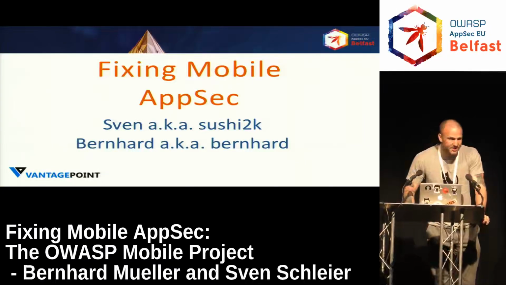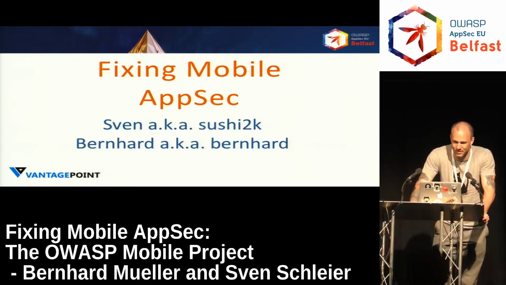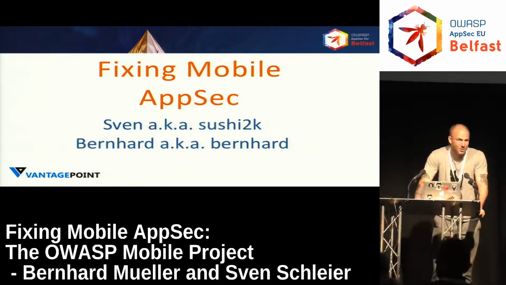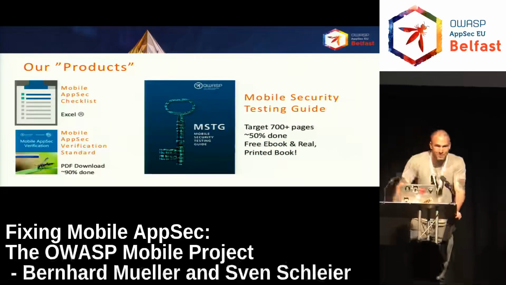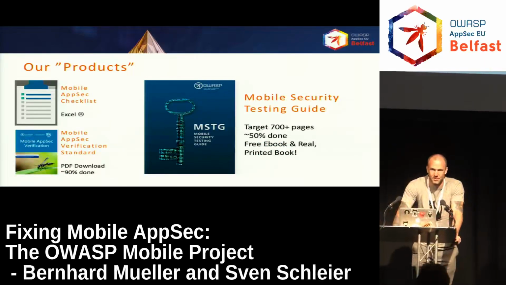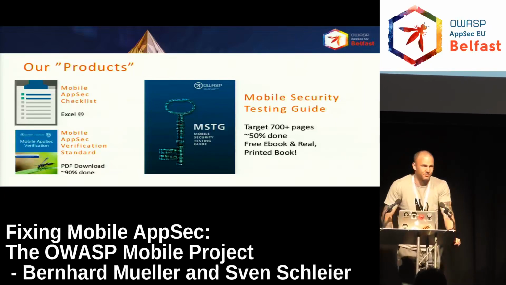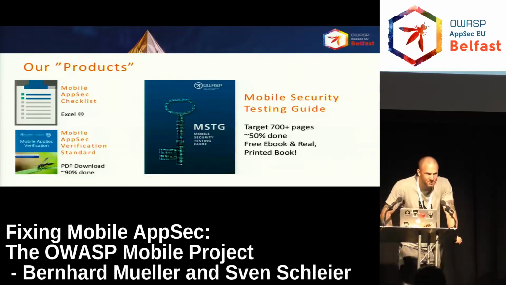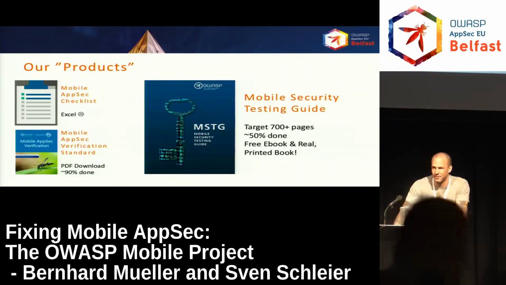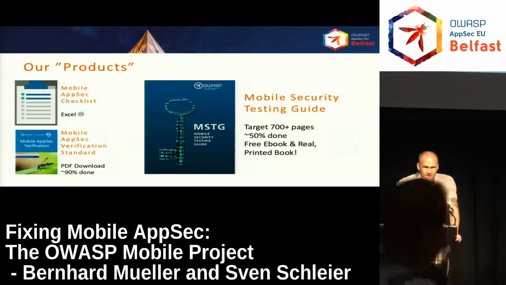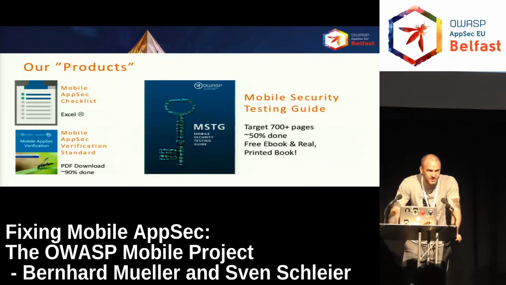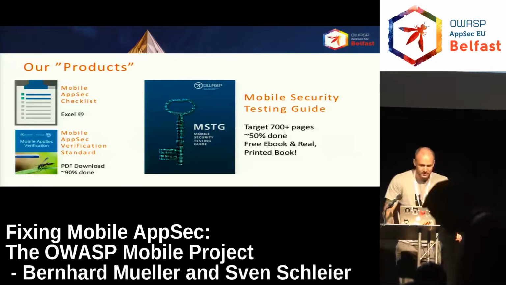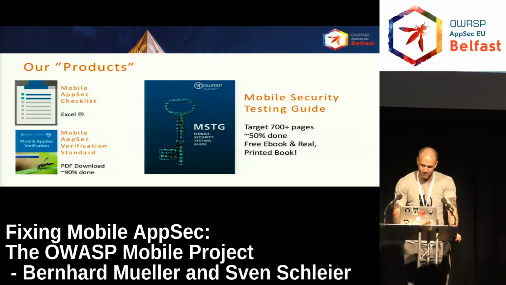Sven and I are here today to introduce our project, the Mobile Security Testing Guide. The goal of our project is to write a comprehensive testing guide for mobile security. And our main product output is a security book, the OWASP Mobile Testing Guide, which is right now about 50% complete. We also have a few other things, including the Mobile AppSec Verification Standard, MASVS, and the Mobile AppSec Checklist.